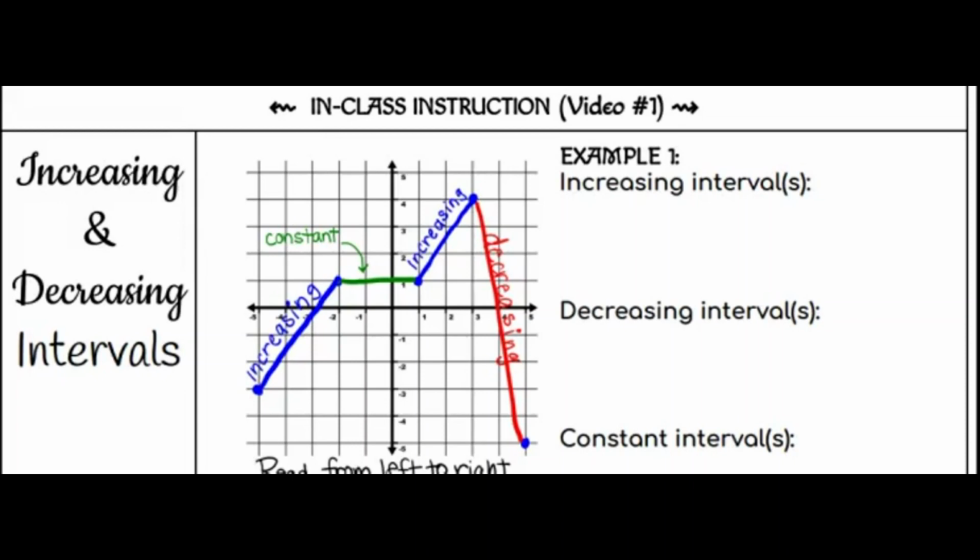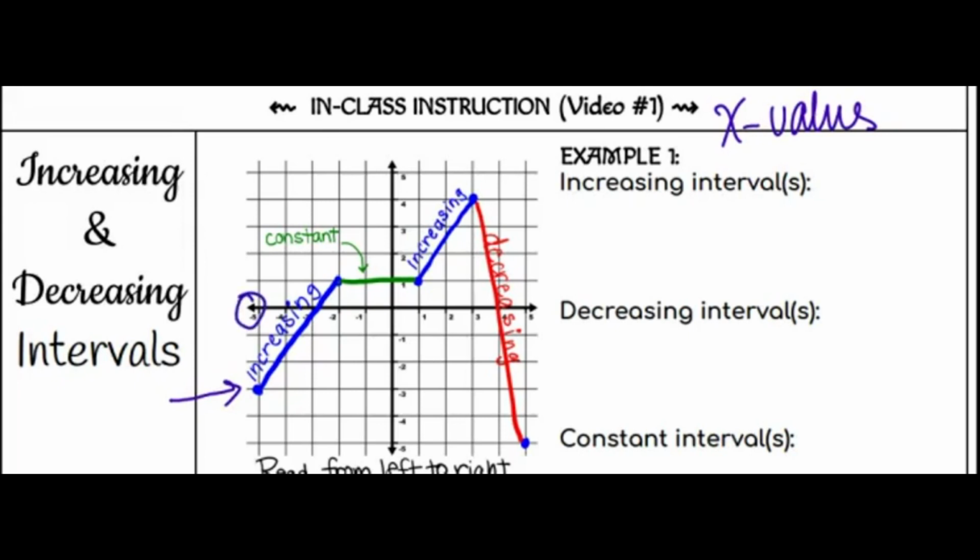Interval notation, I would like to remind you that you always use x values only. When you're writing, you're only allowed to use x values. We're basically saying these are the x values from here to here that describe what the y values are doing. So for instance, my first increasing interval, remember we always read from left to right, so I'm going to start on the far left side of the graph.